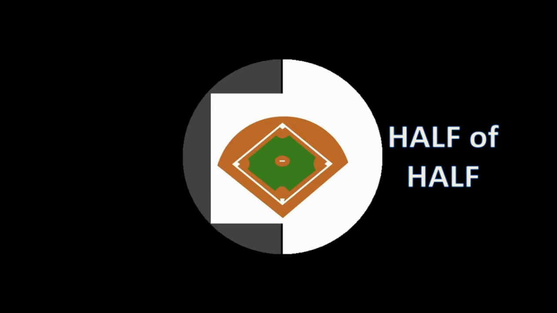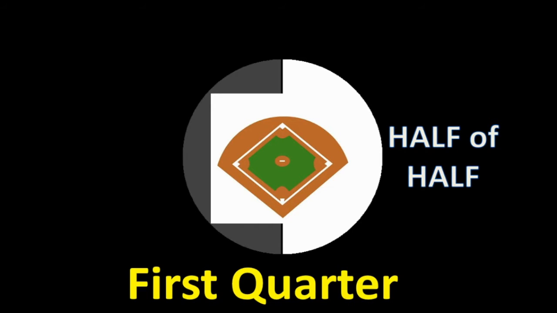Looking at this, you might think that we're looking at half of the circle, but remember the moon is a sphere. So really we're just looking at the front side of the moon, not the back side. So we're looking at half of half, which is a quarter. And in popular games such as baseball and softball and kickball, the right side of the field is the first base side. So this is indeed the first quarter moon phase.